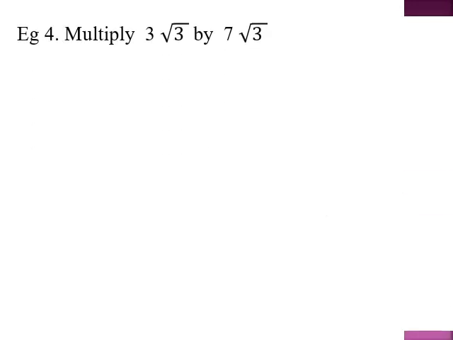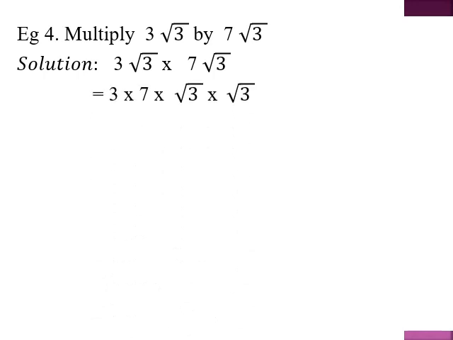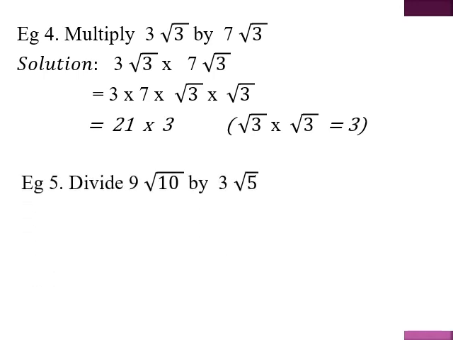See the 4th example, here the multiplication: 3 root 3 by 7 root 3. So we have to write it like this. Now 3 into 7 into root 3 into root 3. In standard 8 you have already studied, dear students, root 3 into root 3 equals 3. So in place of that comes 3, 7 threes are 21, and the answer is 63.